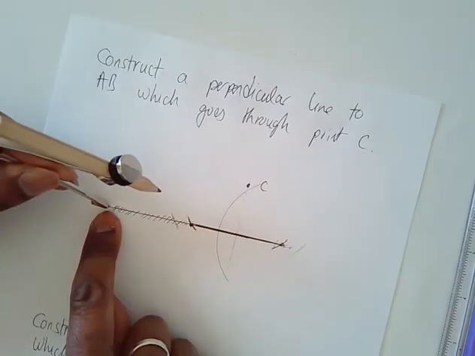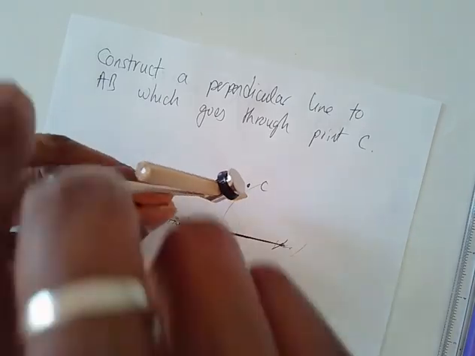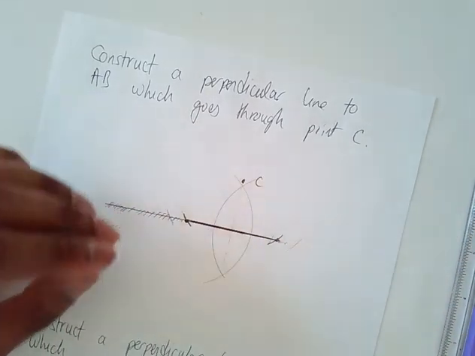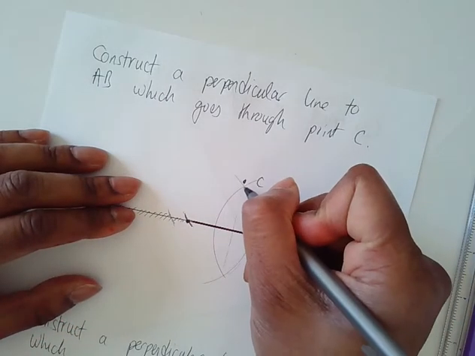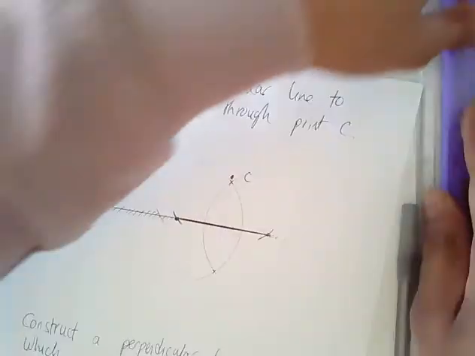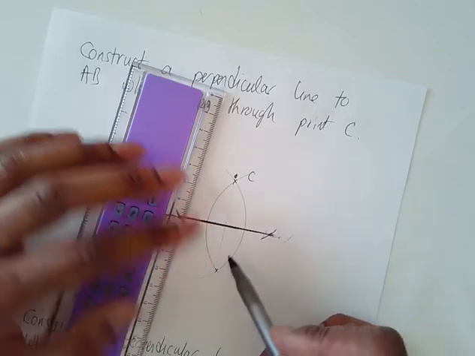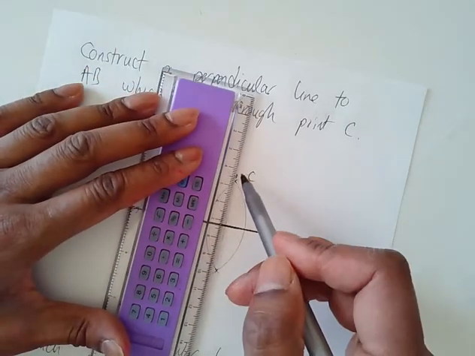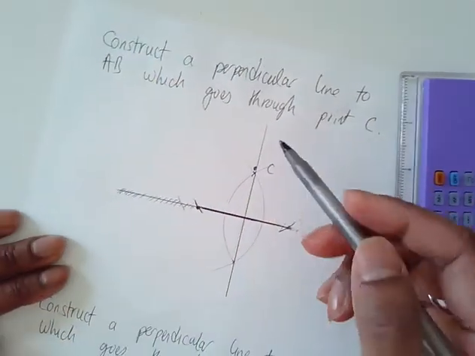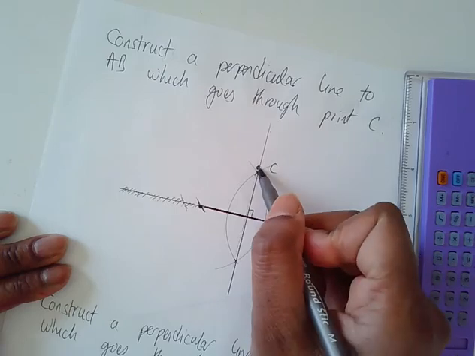Notice I'm not putting the needle here, I'm putting the needle here right now, ignoring everything on that side. All I need to do now is join this one with this cross here. If the arcs don't meet, just make it a little bit bigger. So all I've got to do is join the crosses. There. So I have constructed a perpendicular line, right angles, that goes through point C.